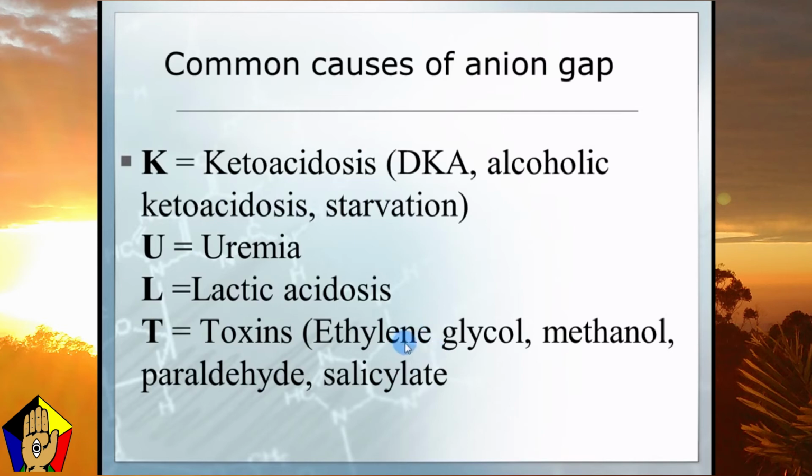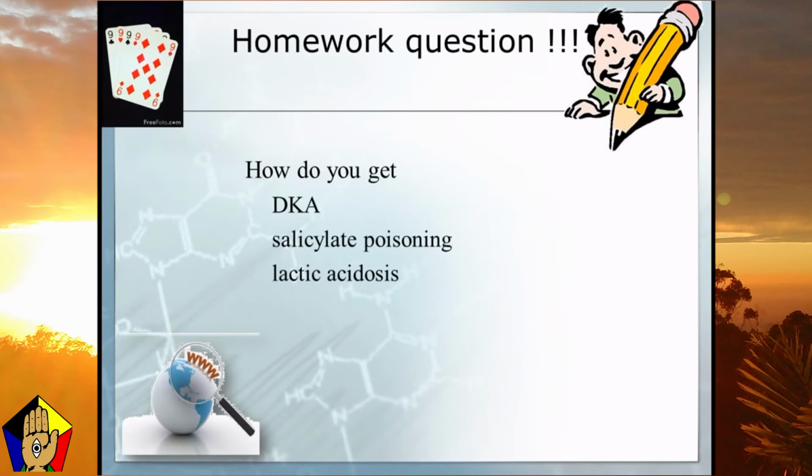So here are some different examples of things that aren't measured normally that could cause acid-base imbalances. I'm not going to make you do the measuring, but I am going to have you look these up real quick. So here's your homework question. How do you get those three things? How do you get DKA? How do you get salicylate poisoning? And how do you get lactic acidosis? A pretty simple question. You can use the internet to find that out, but make sure you explain the pathophysiology. So with DKA, what's changing that leads to a buildup of ketone acids, which leads to acidosis?